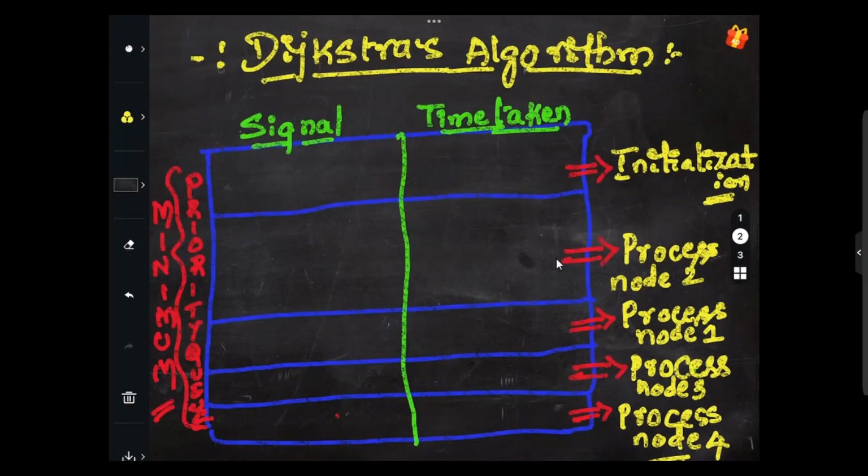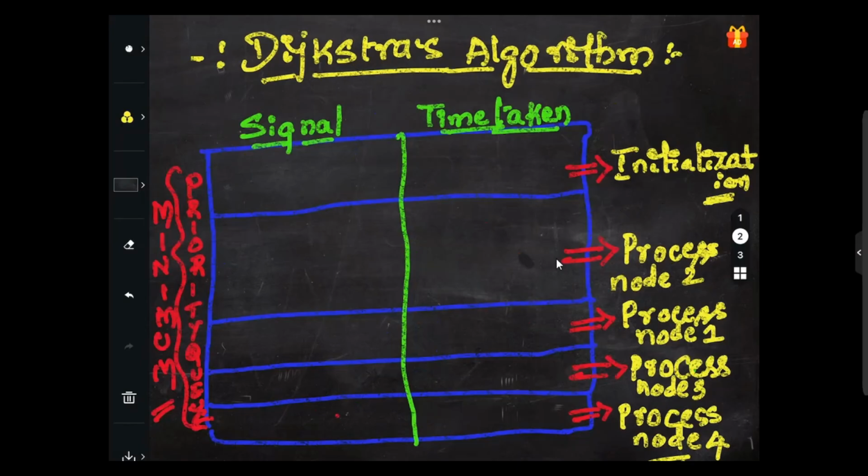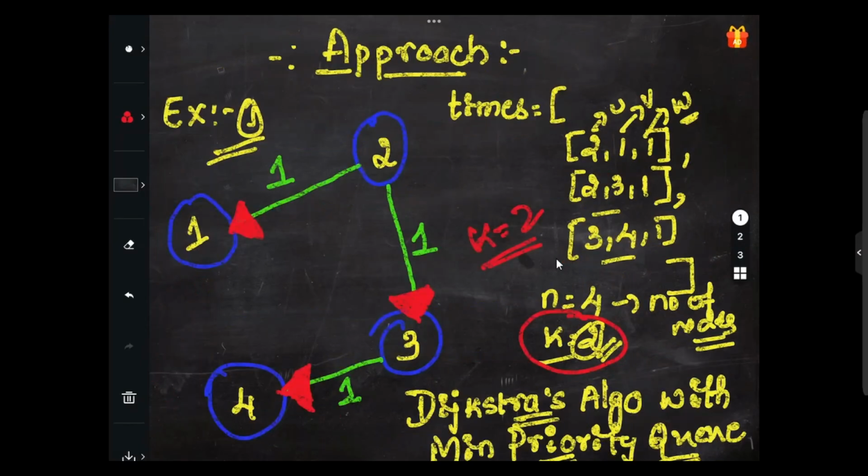Now let's make use of Dijkstra's algorithm. We'll be applying Dijkstra's algorithm to find the shortest path using minimum priority queue, right? So k they have given here is 2. You can clearly see this. Let me write this again here: k equals 2 they have given. So we have to start from k. This is the root node here. We have to start from k, right?